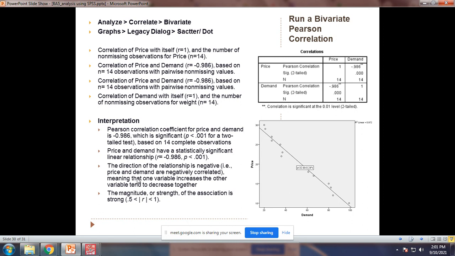The next one is the direction of the relationship is negative because we have a negative sign. They are negatively correlated, meaning that when one variable increases, the other variable tends to decrease, as we can see on the scatter plot. And the magnitude or strength of the association is, since it is minus 0.9, we are saying it is strong. So either one of these first 2 points, this is your second interpretation and this is your third interpretation with respect to direction and strength. Clear? Yes, 3 points.